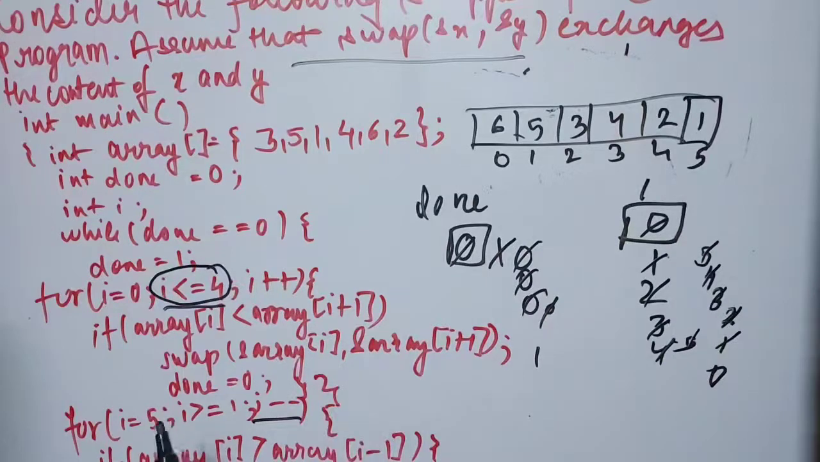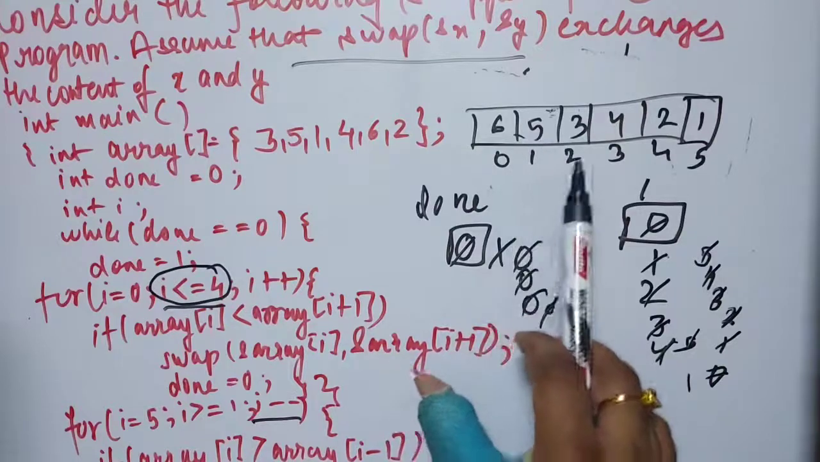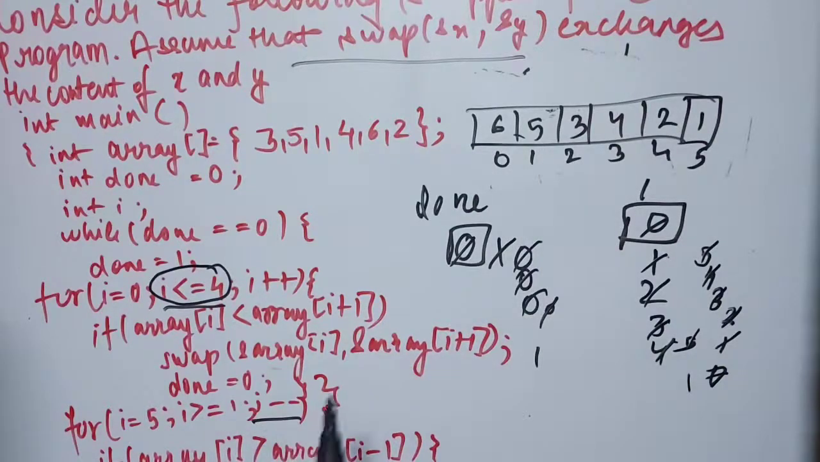So it will not execute the body of the if, and it will again go to the increment condition, which is i plus plus. So 0 here gets incremented by 1, which is 1. Now it will check if array of 1 is less than array of 2. Array of 1 here is 5 and array of 2 here is 3. The condition is false, so it will not come in the if condition.